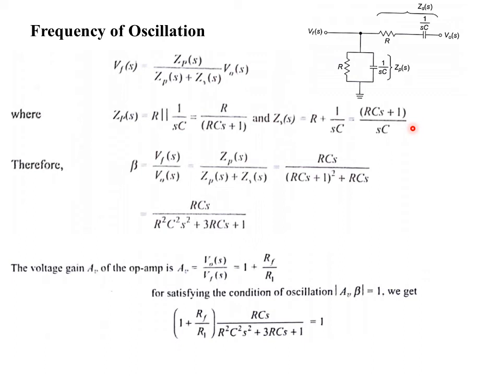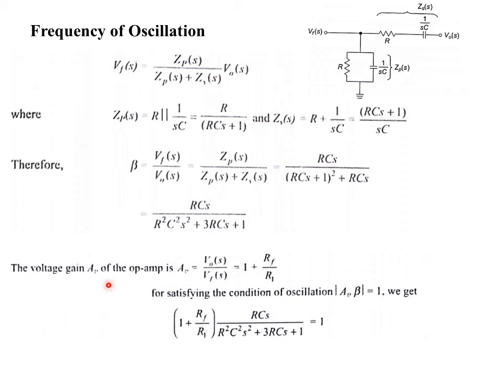Now we can write the value of beta. Beta is nothing but the output of the feedback network VF divided by the input of the feedback network V0. You can substitute the value of VF over here, so V0 and V0 will get cancelled. Substitute the values of ZP and ZS, and you will be getting an expression like this, right? So this is the expression for beta.